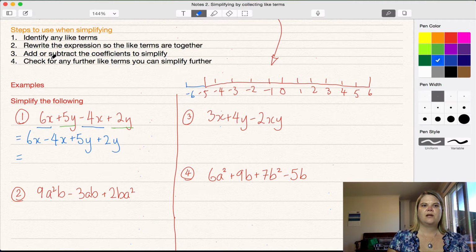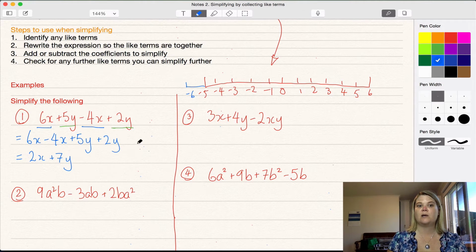Step 3, add or subtract the coefficients to simplify. 6x minus 4x is 2x. 5y plus 2y is positive 7y. Step 4, check to see if you can simplify any further. This is just a bit of a check to make sure you're getting those full marks in your test.